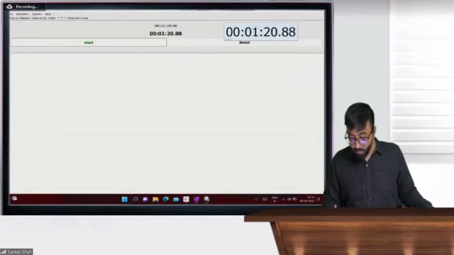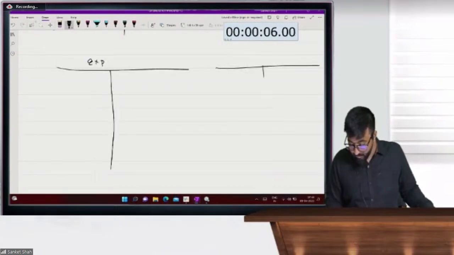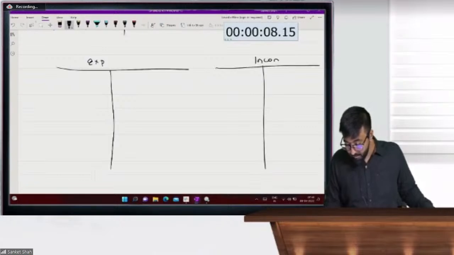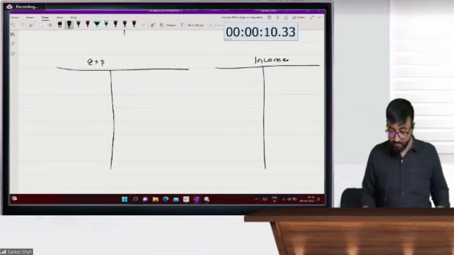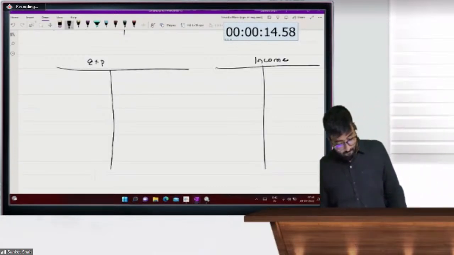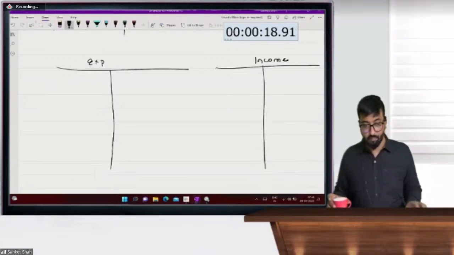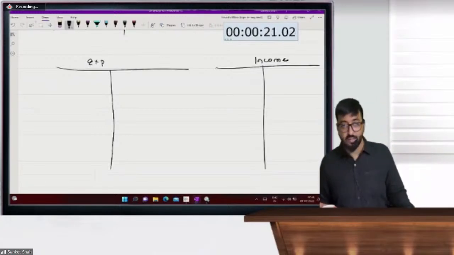Next pro forma, both two pro formas. Expenses and income. Expenses and income. Now this is very important. Expenses. Two minutes for both.